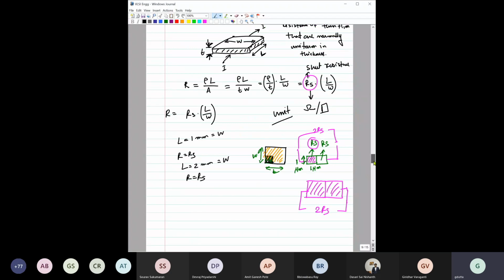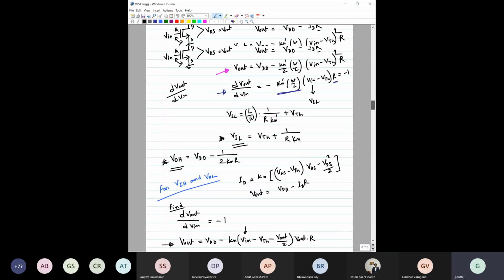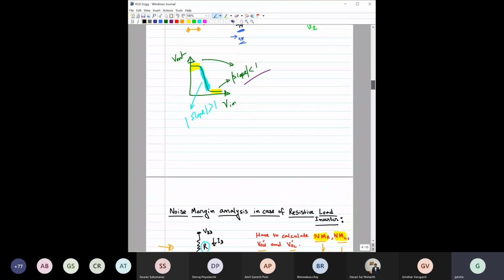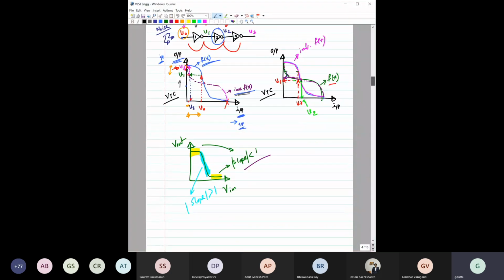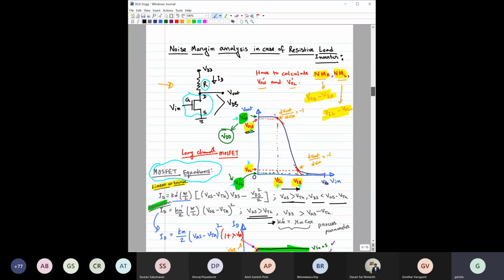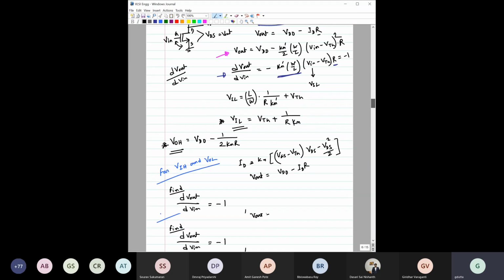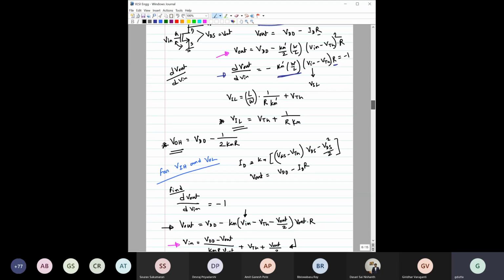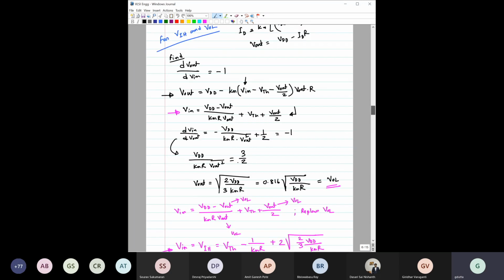To give you a quick recap of what we discussed in the last class, otherwise we will spend a lot of time only on the recap part. We started from the regenerative property of this inverter. Then we tried to understand the noise margin analysis in case of resistive load. We did one example, not a numerical one, but an analytical one. But obviously, if the values are given, you can always find the values.